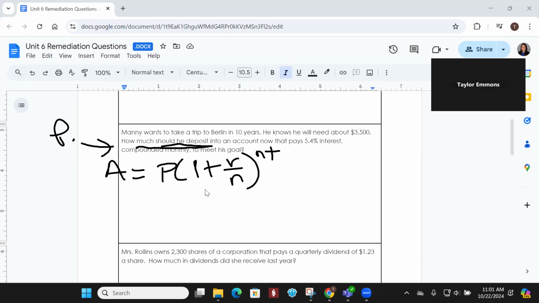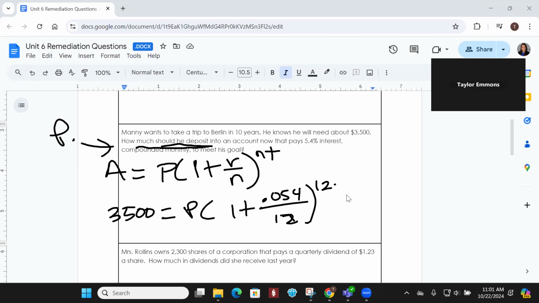So the final is 3,500. And then your n is 12. And your T is 10 years. So you're going to take this number and divide it by all this stuff to solve for P. Tell me what you get. It should be like 2,000 something.